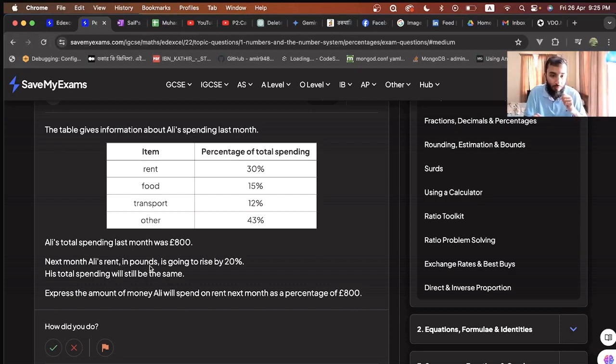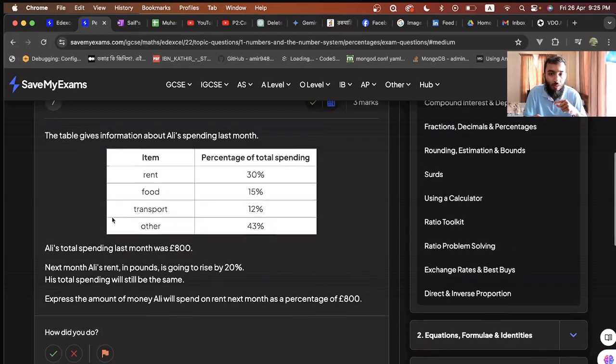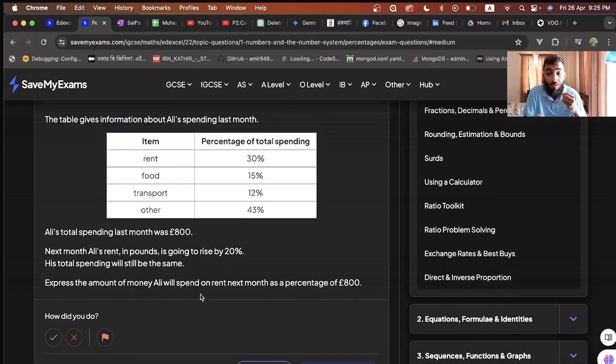Next month Ali's rent in pounds is going to rise by 20%. So the rent is going to rise by 20%, but his total spending will still be the same. He'll still be spending the same amount. Express the amount of money Ali will spend on rent next month as a percentage of £800.